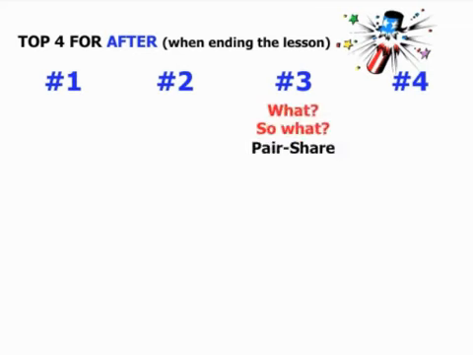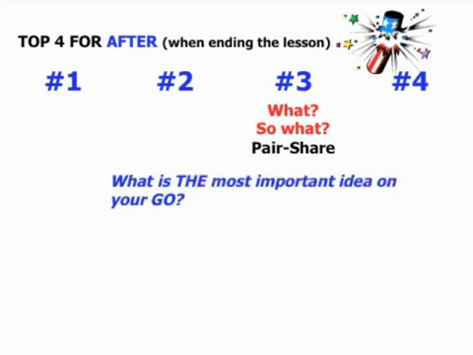My third choice, down from number 4, is what's called what, so what, pair share procedure. And so basically what I'll do is I'm going to pose 2 or 3 questions, and the first one is, what is the most important idea on your graphic organizer? And you're only allowed to identify one. And so what students have to do is look back over the entire graphic and identify just one idea that they think is the most important.